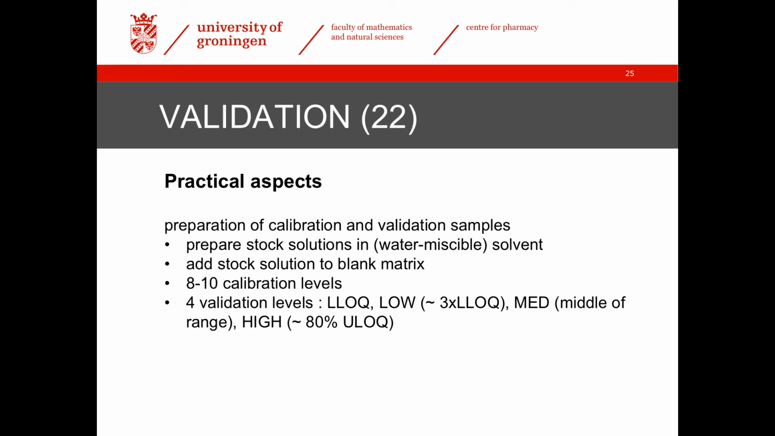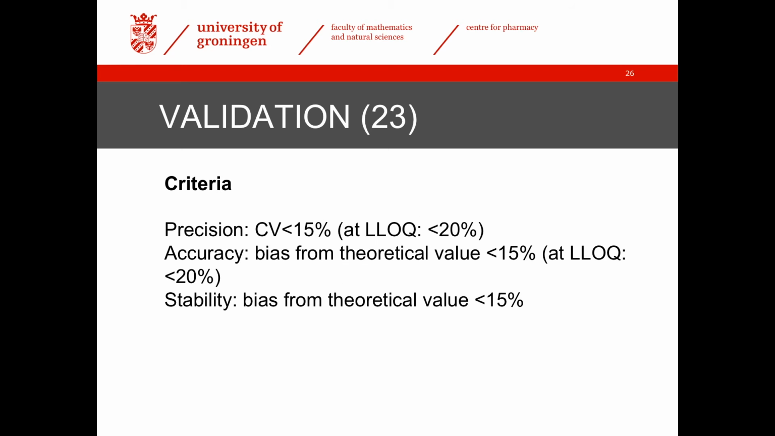Normally there are around 8 to 10 calibration samples with different concentrations and 4 validation samples. When the validation samples are analyzed and their concentrations compared to the calibration curve, their deviation from the theoretical value should be below 15% or below 20% at the LLOQ level. The precision of the repeated analysis has the same criterion. CV should be below 15 and below 20 at the LLOQ. For samples that have been subjected to stability assessment, the bias also has to be below 15% from the theoretical concentrations.